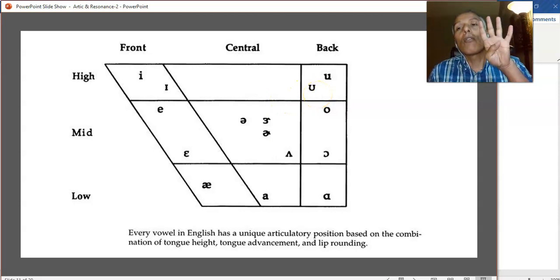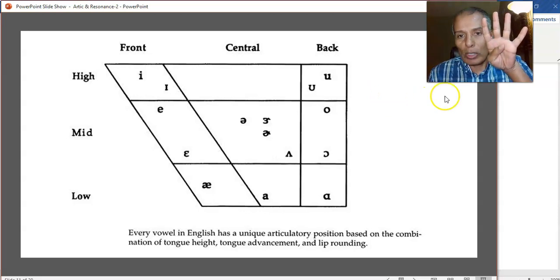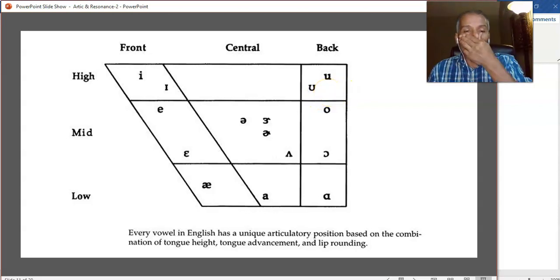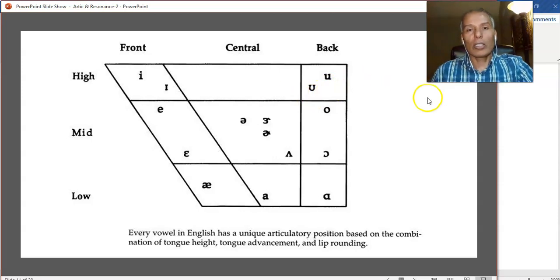You only use 4 individual descriptors that we are using here. So I'm going to describe each one of them. You know the number of words that it comes in, and you need to know if it is, describe it with these 4 characteristics. So oo as in pool and full. It is a high, back, tense, rounded. Oh, it is the same description, but it is different in tension. So high back, lax, rounded.